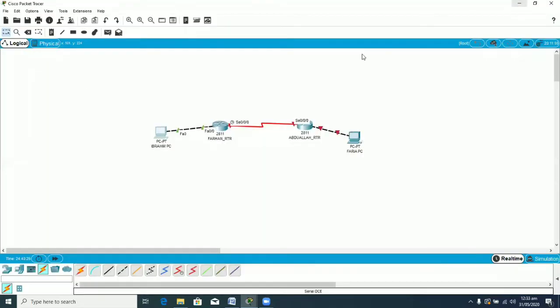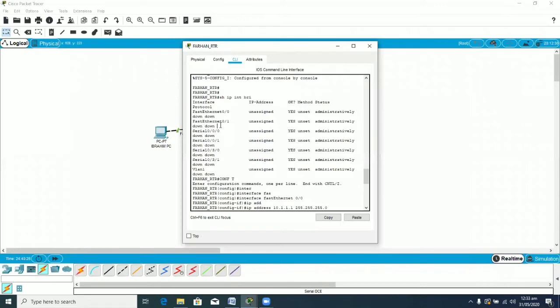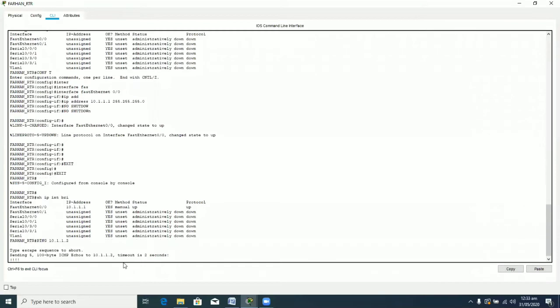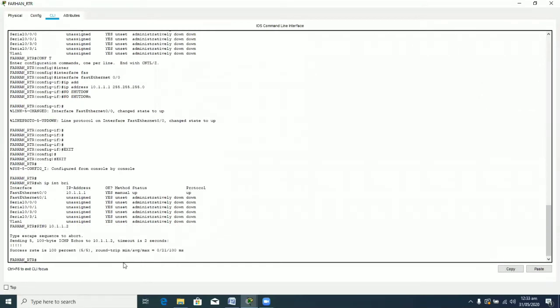The same can be done from this router also. I can check the connection by pinging my PC. 10.1.1.2 was the IP address of my PC, and here you can also see that 5 packets were sent and 5 exclamation marks mean that all the packets were properly echoed back to you. So the connection between the router and the PC is properly working, as I have properly configured my FastEthernet interface.